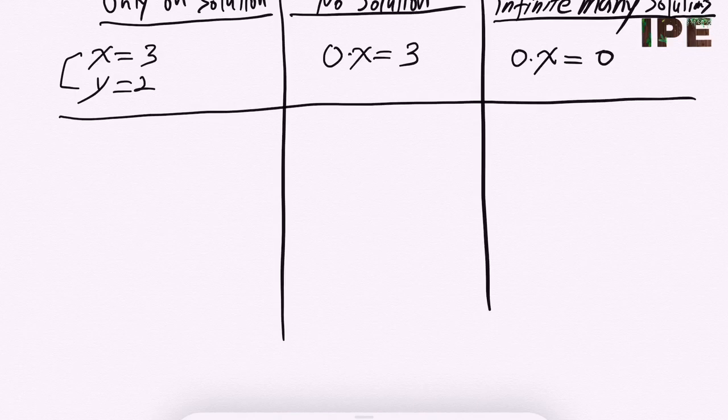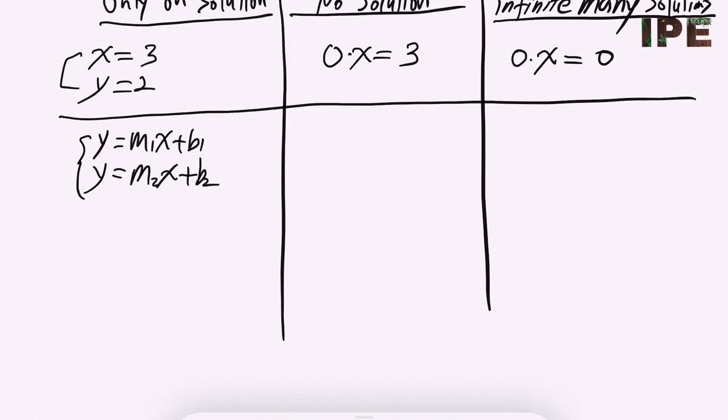If the system of equations is given in y equals mx plus b form, like y equals m1x plus b1, and then y equals m2x plus b2.